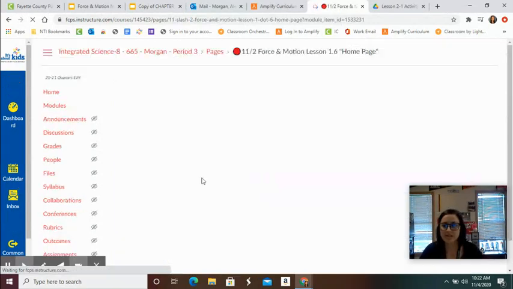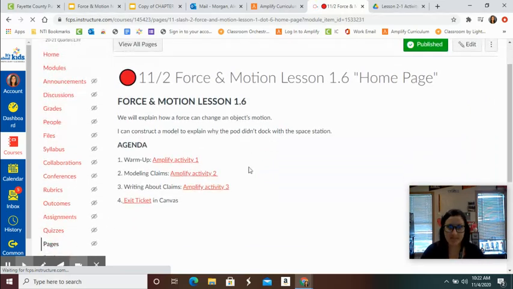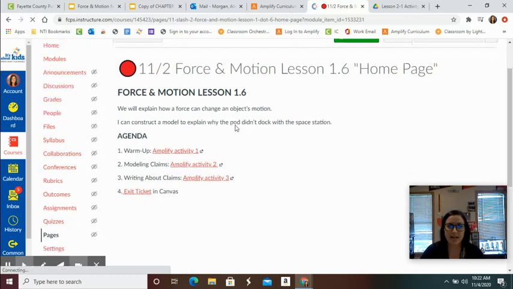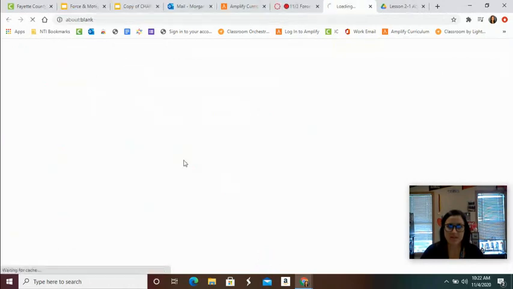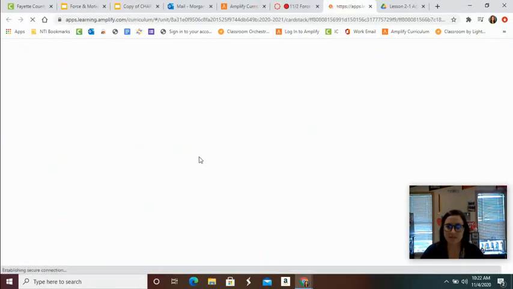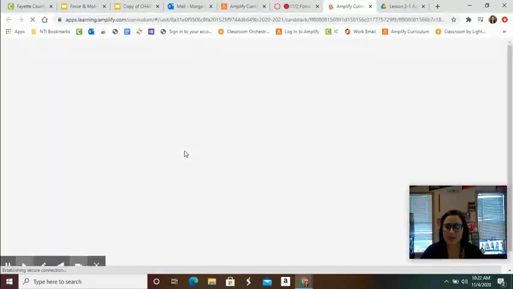So for today, this is the last lesson for chapter 1. We are still looking into force and how it can change an object's motion, and why the space station didn't have that pod dock on it. There is a warm up to start us off, and you can use that link to open up activity 1 in Amplify.